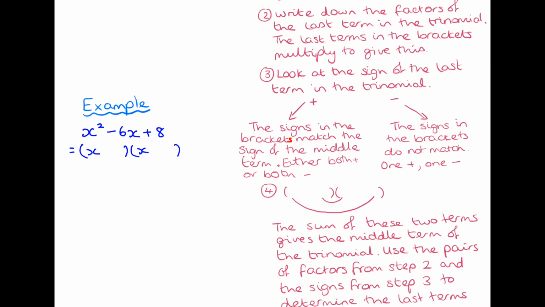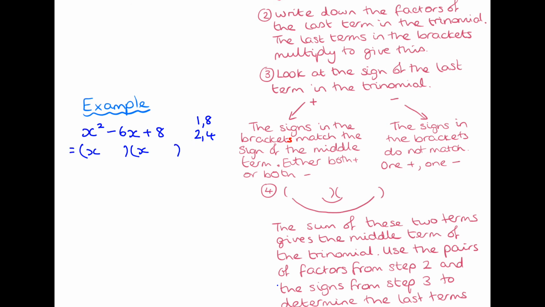Right, step 2. Write down the factors of the last term in the trinomial. So the last term in the trinomial is 8. So if we write down the factors of 8, we've got 1 and 8 and 2 and 4. So we're going to end up with a choice there. So we know that our pair that goes in our brackets is either going to be 1 and 8 or 2 and 4. There is no mixing up of the pairs, because remember they have to multiply to give 8. So it's either this pair or this pair. It's not going to be 2 and 8 or 4 and 1.